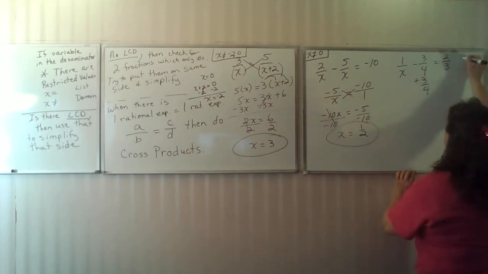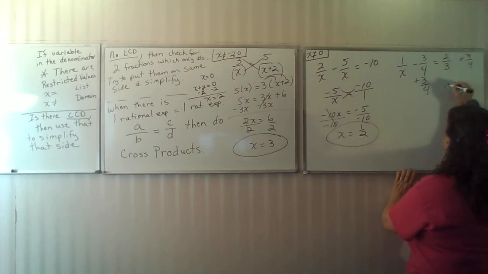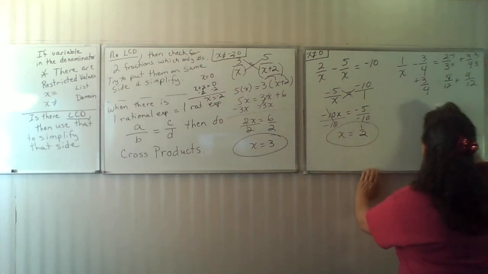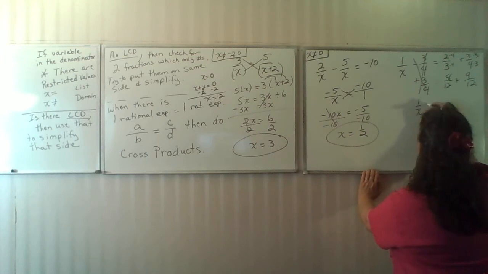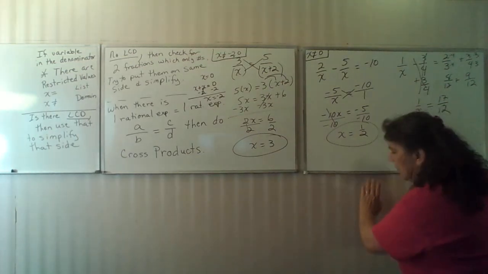I'm going to subtract 3/4, add 3/4 here. 12 is my common denominator. So this is going to be 8, and 3 and 3 is 9/12. So this cancels out, and I'm left with 1 over x is equal to 17 over 12.